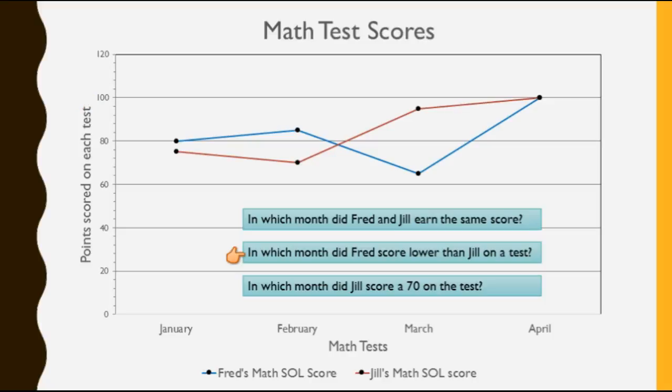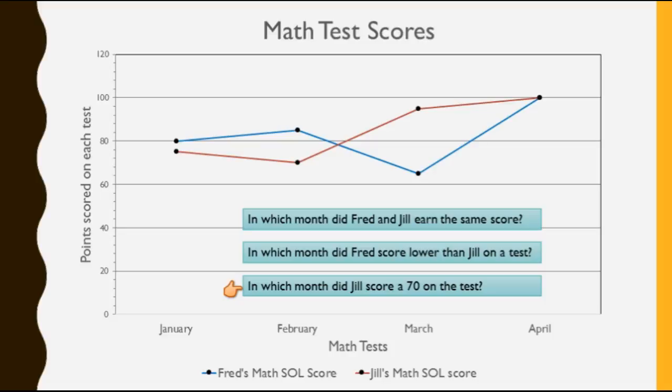Okay, in which month did Fred score lower than Jill on a test? Now Fred is the blue one. Can you figure that out? Which month did Fred score lower? Here the blue is on top. Blue is on top. Uh-oh. Whoa, in March, Fred was struggling. Blue is on the bottom. So in March, Fred scored lower than Jill.